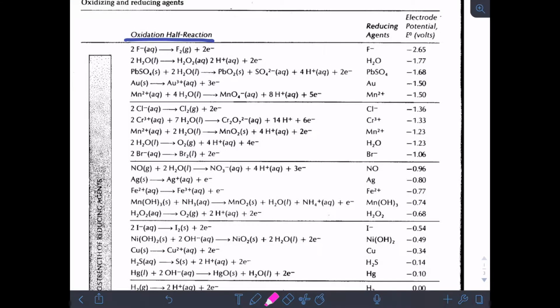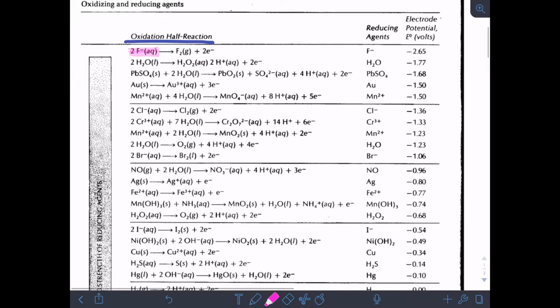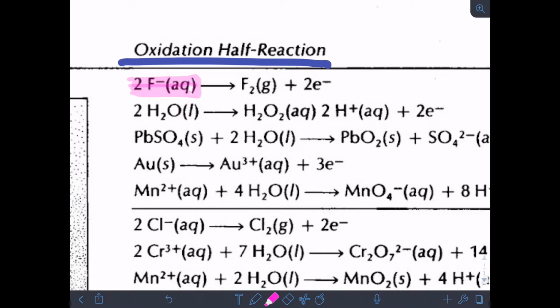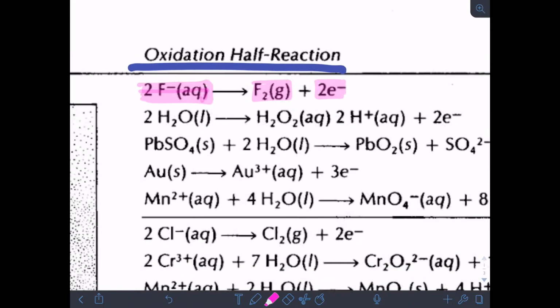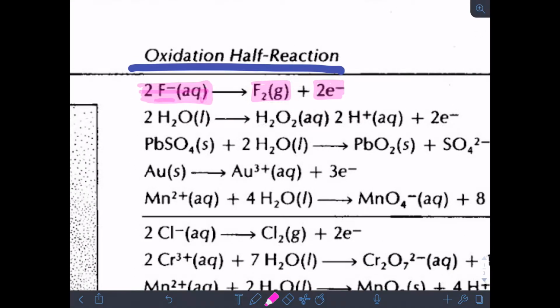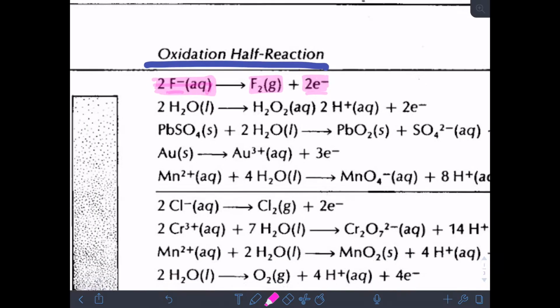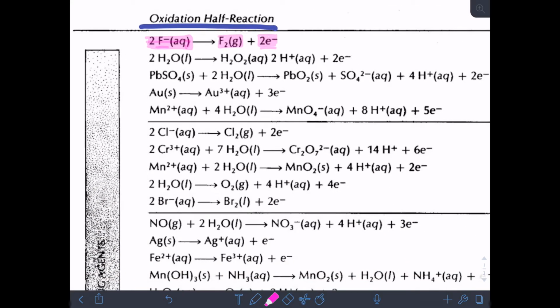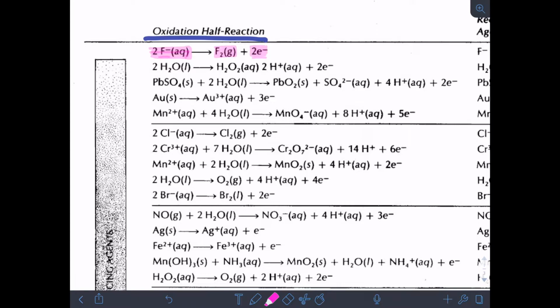The oxidation half reactions show a species that is being oxidized on the reactant side, so that'd be like F minus. And on the product side, it's showing what is produced from the oxidation of F minus. F minus oxidizes into F2 and 2 electrons. So what this half reaction is showing us is that when 2 F minuses are oxidized, they produce 2 electrons. And we can see that is the case for all of our oxidation half reactions, that the electrons will appear on the product side of the reaction.